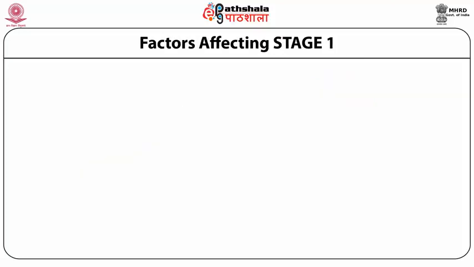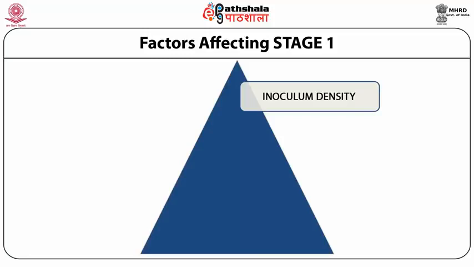Now we will discuss the various factors affecting stage 1, which is biomass production. The first factor which affects biomass production is the inoculum density. And we know what inoculum is. Inoculum is what we add to the medium so that proliferation starts, right? In this case, the inoculum would be the callus cells or a previously raised cell suspension culture. Now there is a critical minimum inoculum density below which cell or organ growth will not be optimal.